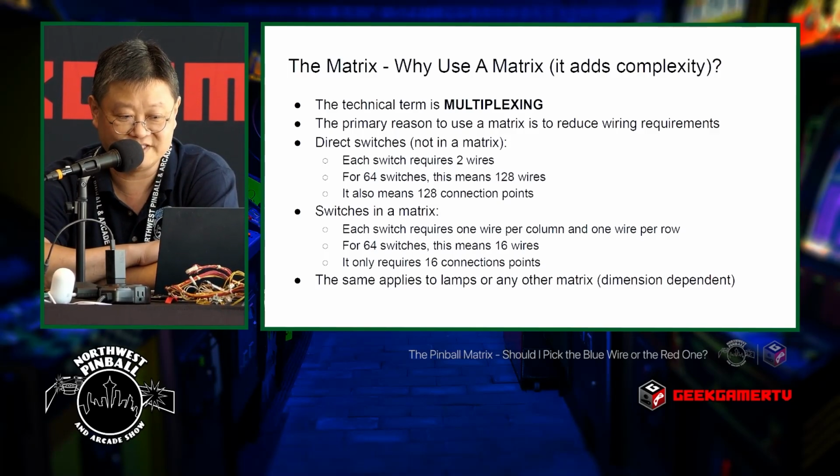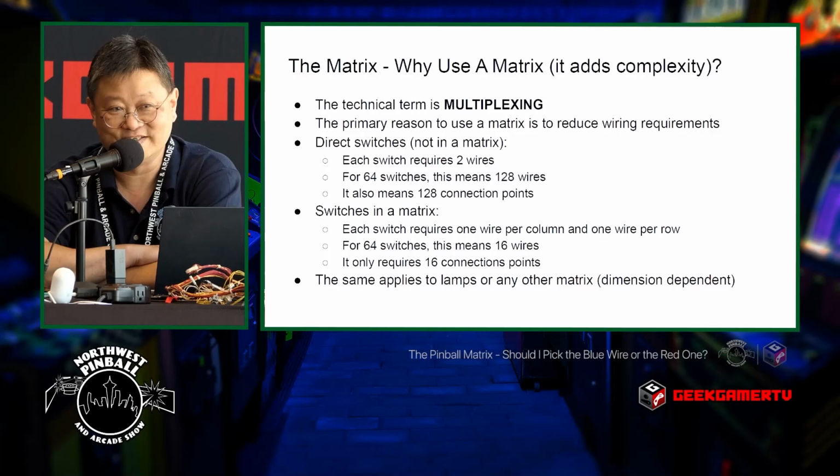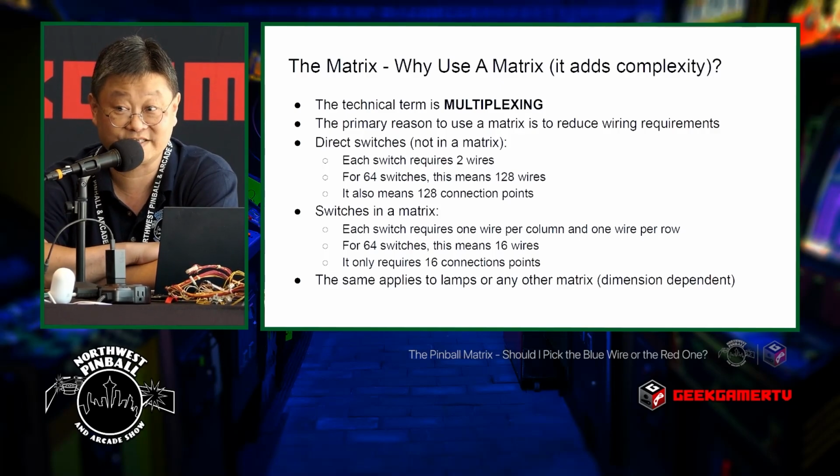The primary reason to use this is to reduce wiring requirements. If you have everything directly wired as a one-to-one switch, you're going to need 2 wires for each switch, one that goes into the common terminal and one that comes out from the normally open terminal. So if you have 64 switches in a machine, that means you're going to need 128 wires, and that's a heck of a lot of wires and a heck of a lot of different colors that you're going to need to determine which wire goes to which switch. Unless you're Atari, where every color of your wiring is white. It also means that you need to have 128 connection points for all of those different wires.